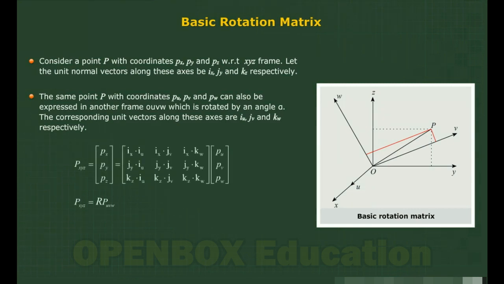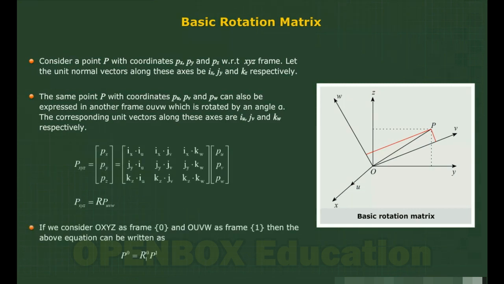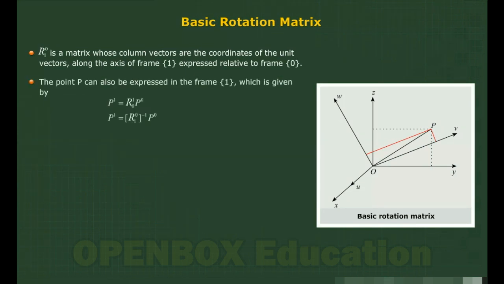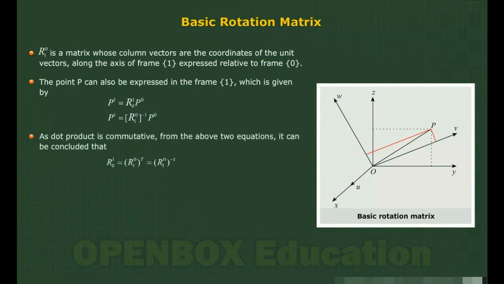P xyz is given by the following. If we consider o, x, y, z as frame 0 and ouvw as frame 1, then the above equation can be written with R10, a matrix whose column vectors are the coordinates of the unit vectors along the axis of frame 1, expressed relative to frame 0. The point P can also be expressed in the frame 1, which is given by the following, as dot product is commutative.